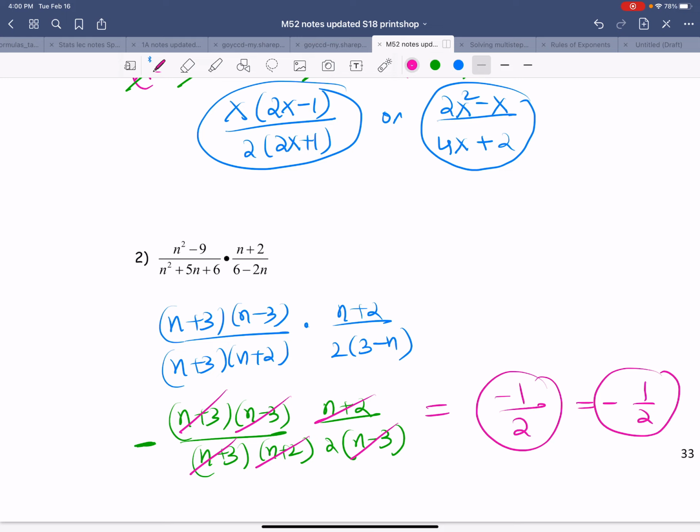Okay, that would be all. This is all for multiplying rational expressions. I'll see you in the next video with dividing rational expressions.